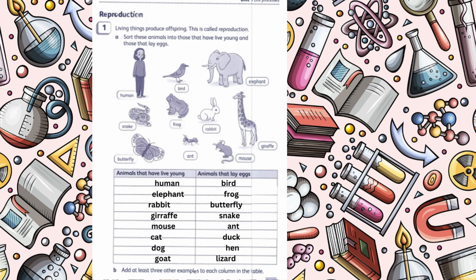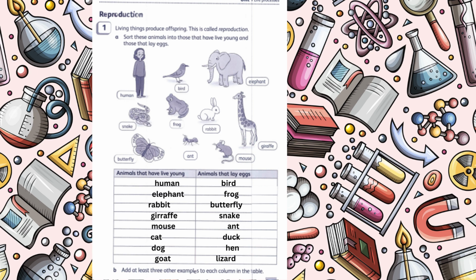Now, page number 11, the process is reproduction. Now, activity one. Living things produce offspring. This is called reproduction. A, sort these animals into those that have live young and those that lay eggs. Human, bird, elephant, snake, frog, rabbit, giraffe, mouse, ant, butterfly.